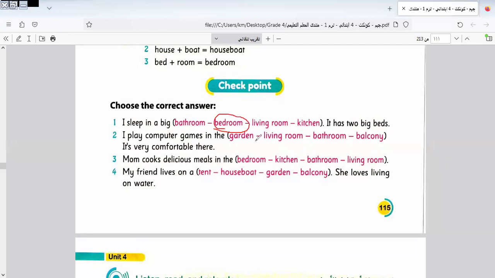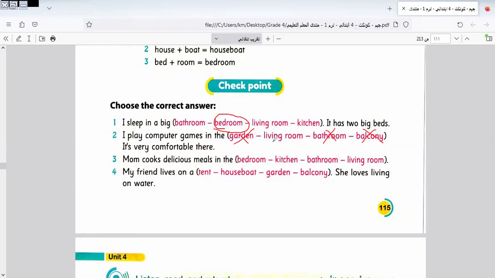I play computer games in the balcony. Wrong. Bathroom? Wrong. I go to the bathroom and play video games there? Wrong. Living... garden? Wrong. In the living room, because it's comfortable there.